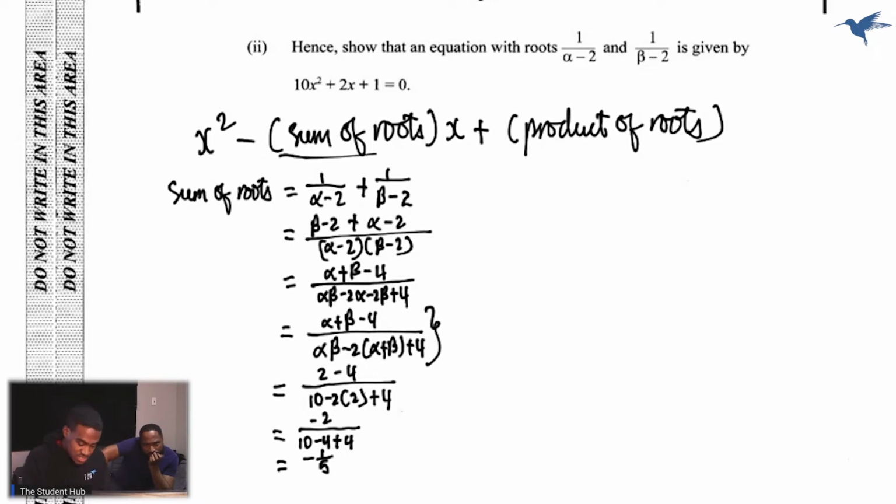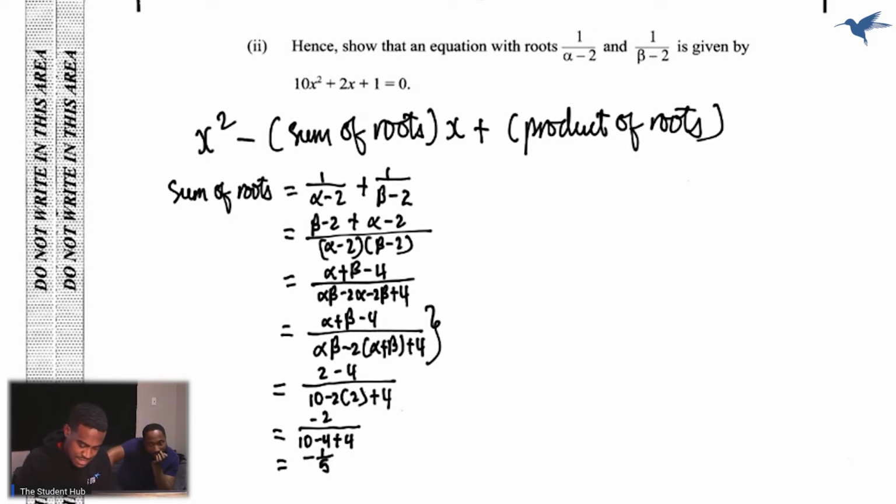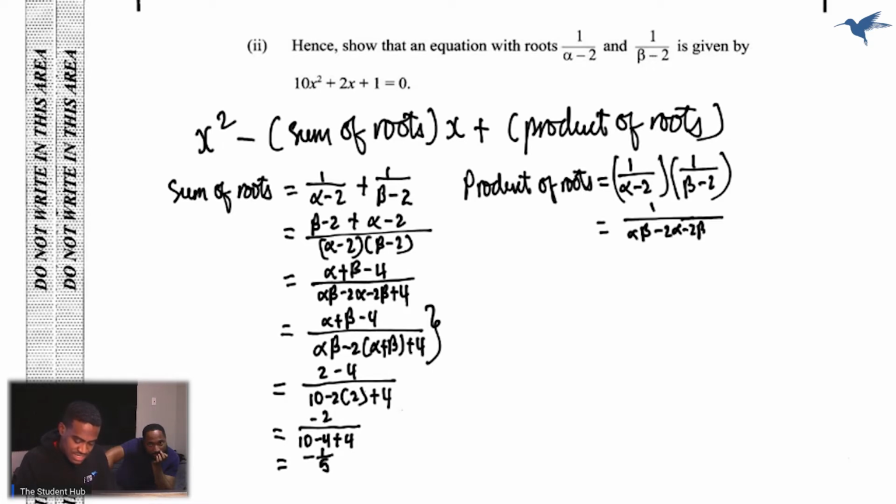So that's your sum of your roots, right? Question almost done. We just now have to find the product of the roots. So let's look at that, right? The product of the roots will be this multiplied by this. And the next thing is the product of the roots. So we're looking at that here. As I said, you're taking the 2 roots and finding the product, right?